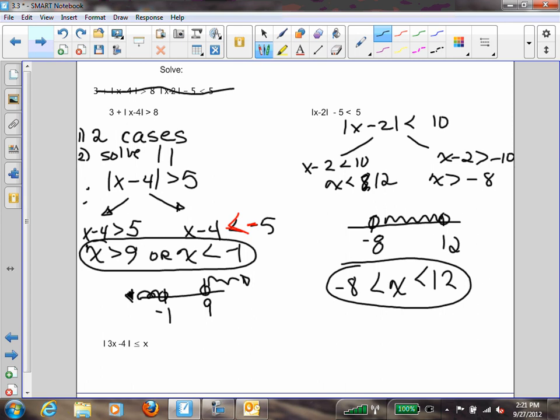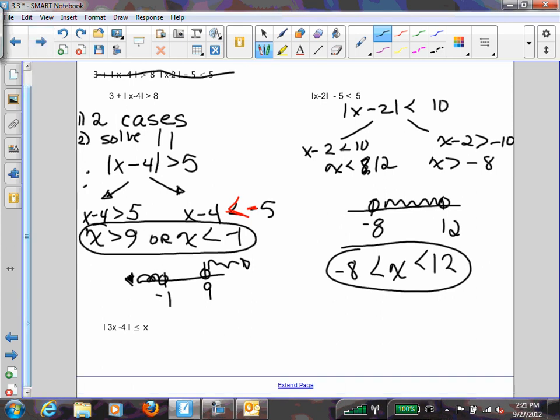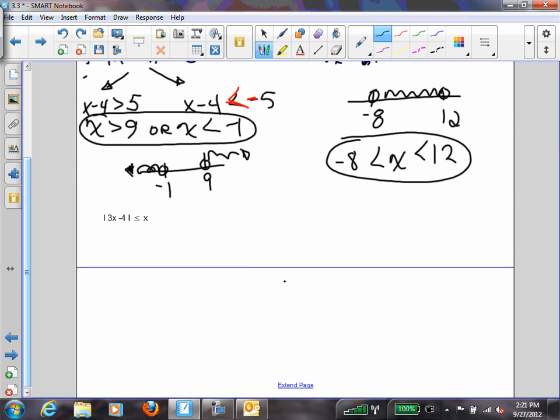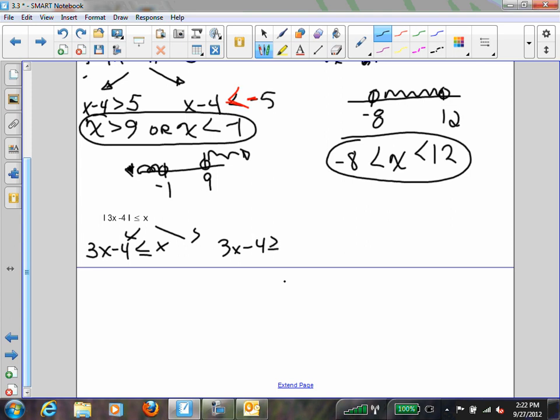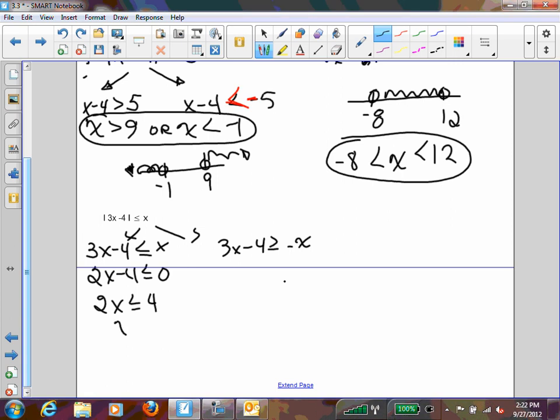All right. So then this last one. What's weird about this last one? I got two x's, but it follows the same idea. You write your two cases. You're going to say 3x minus 4 is less than or equal to what? And then what's your second case going to say? Yep. And we go through the motion of solving for x. This tells me that 2x minus 4 is less than or equal to 0. So 2x is less than or equal to 4. So x is less than or equal to 2.